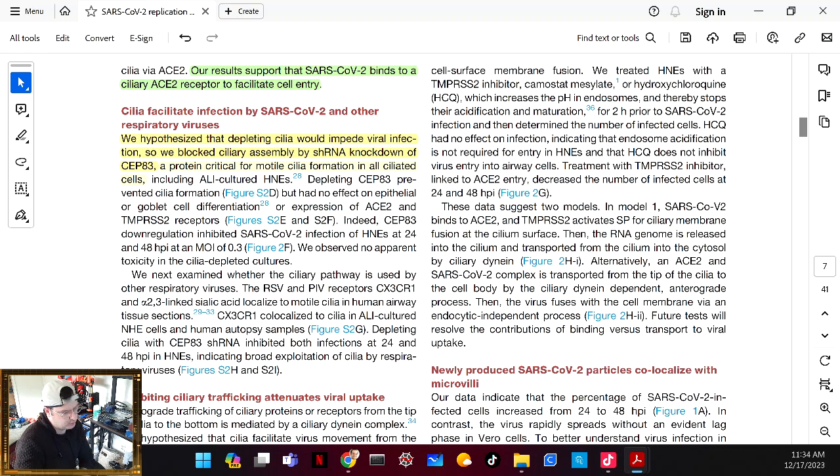So this protein is critical for motile cilia formation in all ciliated cells. So instead of having these motile cilia, what if the cilia are immobile? Will the COVID still be able to travel itself? Basically they're asking, is the motion of the motile cilia causing the COVID to roll down and attach to these ACE2 receptors and the TMPRSS2 receptor, or is COVID rolling itself? This is the question they're looking at. So no, doing this had no effect.